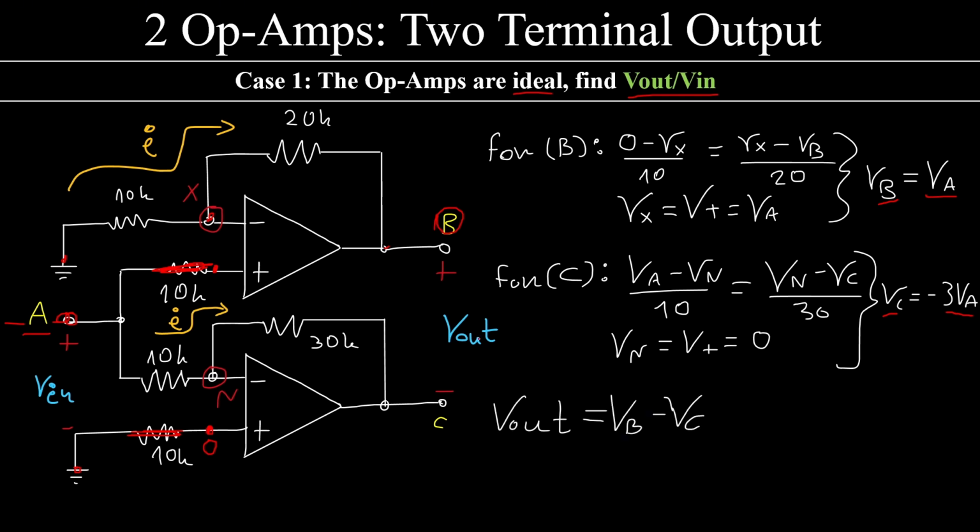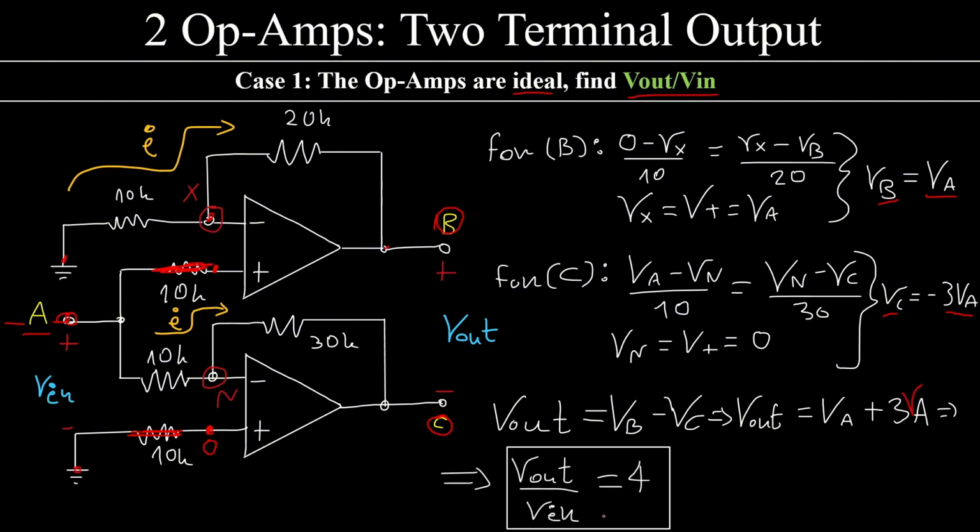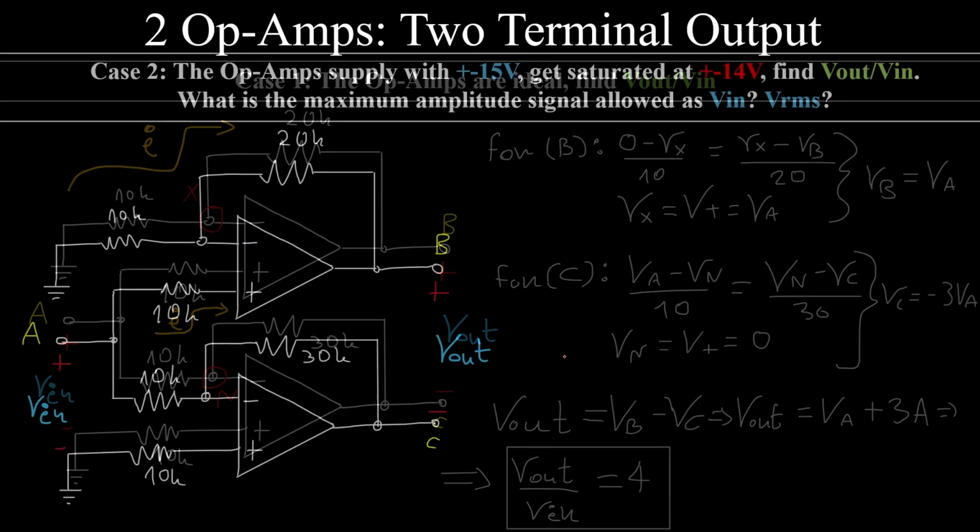Now I'm ready to find Vout. Vout is VB minus VC, alright? Which means that Vout is VA plus 3 VA. Alright, this is VA. VA is nothing but Vin, alright? Vin is VA. Therefore, Vout over Vin must be equal to 4. Alright, that was it for the ideal op-amp.